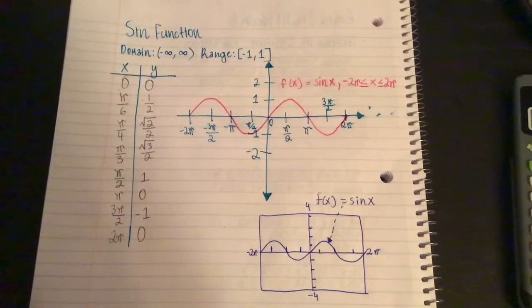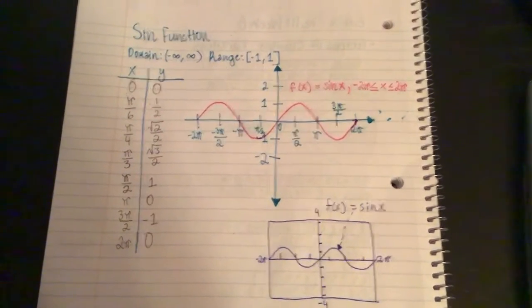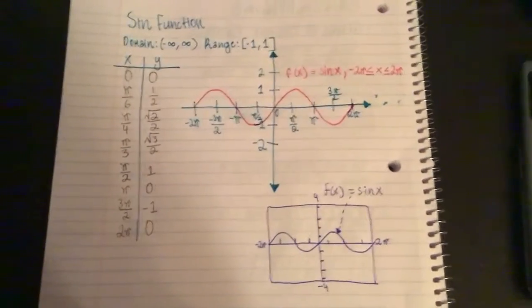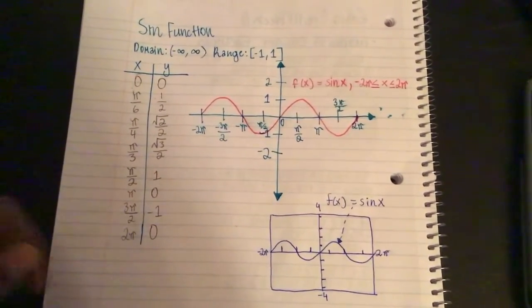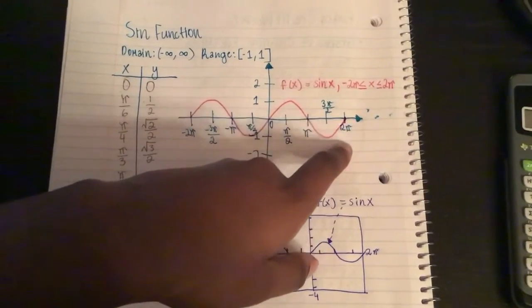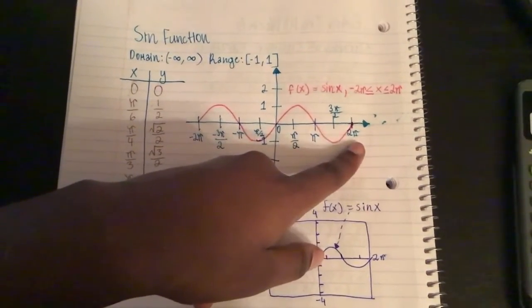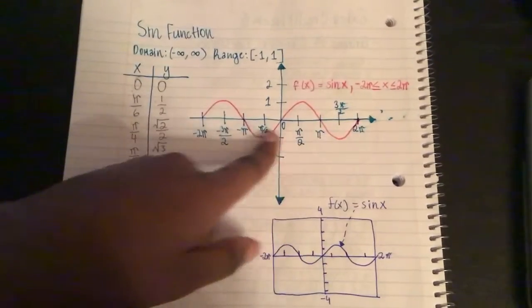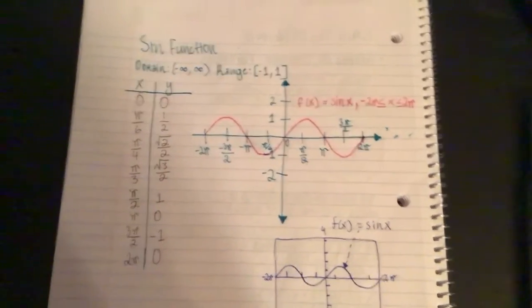So another thing I wanted to add is how the graph reflects how the period works. And you'll see here that I'm demonstrating with my finger that the graph goes up then down, and then it begins a new cycle at 2 pi. Therefore, 2 pi is the period of the graph.